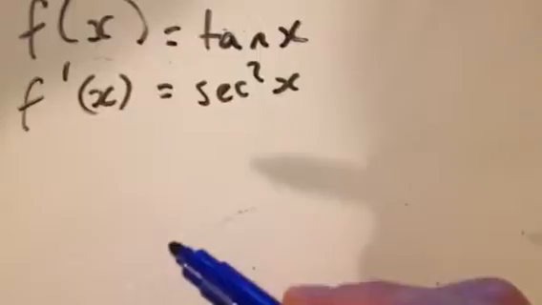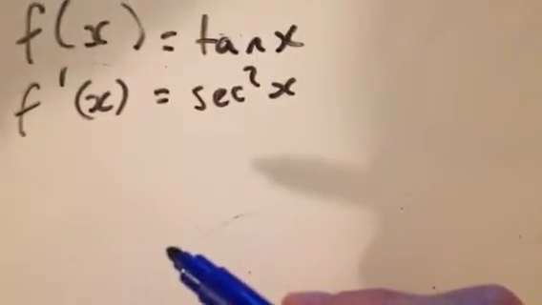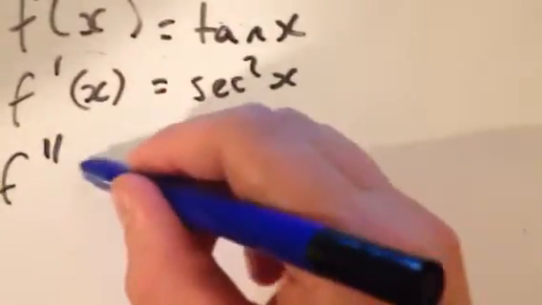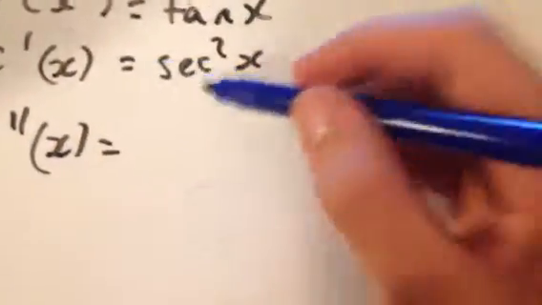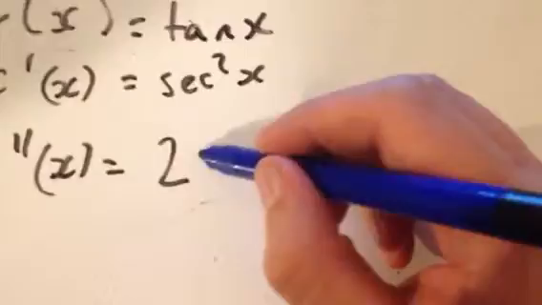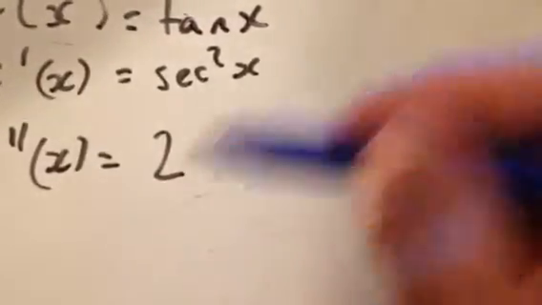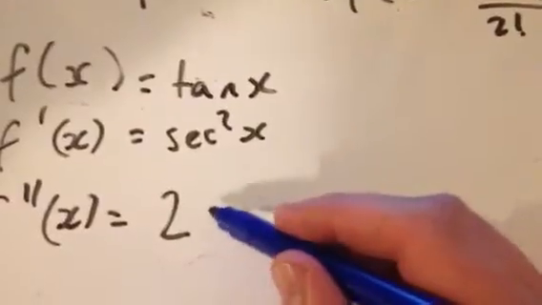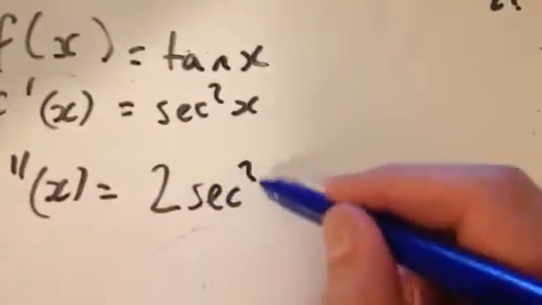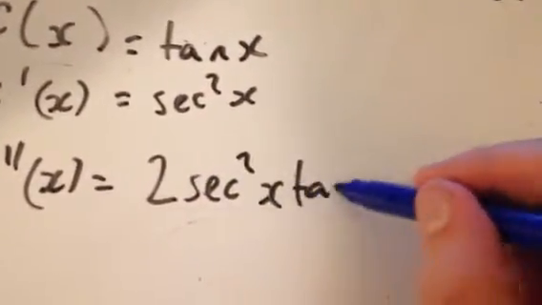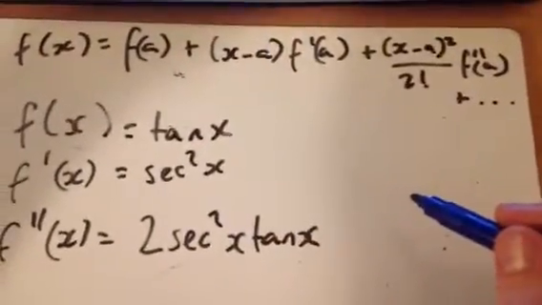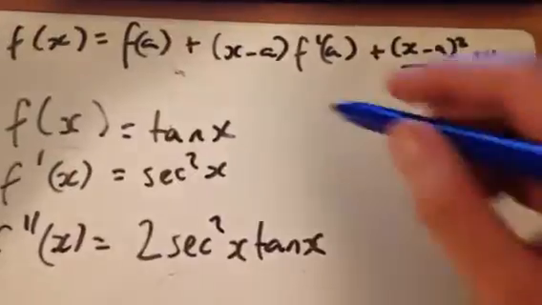and to differentiate this we use the standard differentiation of sec x, which is sec x tan x, and the chain rule. So we get f double dash of x is, bring the 2 down, 2 sec x tan x, and then obviously you simplify the sec x to make sec squared x tan x. Now each of these needs to be evaluated at pi over 4.